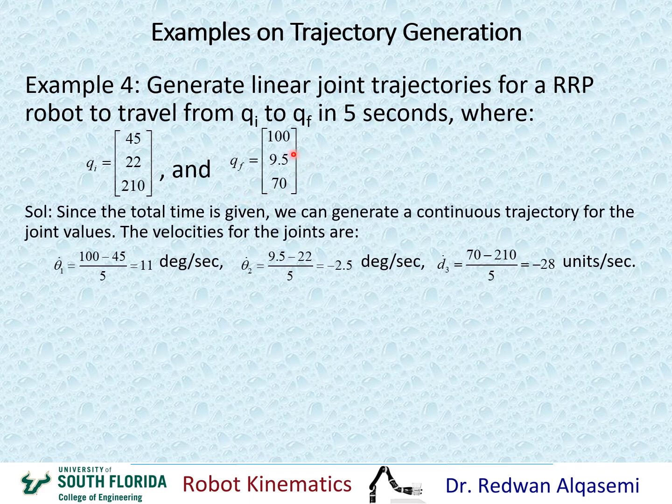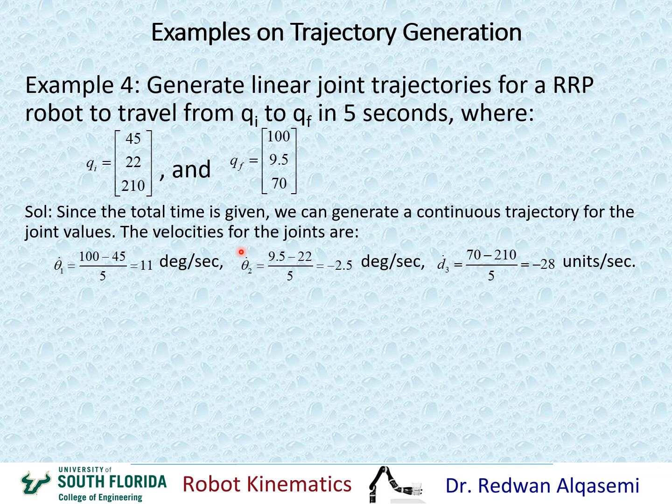Now we can start by finding the joint velocities for each one of the joints. I'm going to start with theta 1 dot for the first joint, which equals theta 1 final minus theta 1 initial. Theta 1 final is given as 100, and theta 1 initial is given as 45. I divide this by the total time, which is 5 seconds, and that would give me 11 degrees per second for the velocity of the first joint.